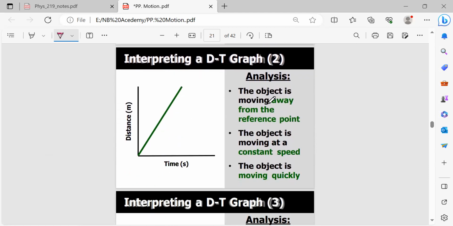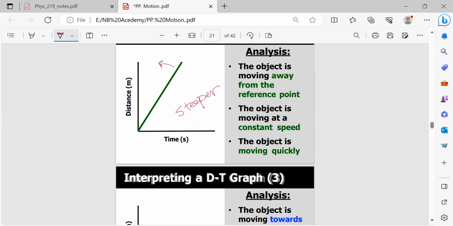Here, the object is moving away from the reference point or the starting point. The object is moving at a constant speed, and we said before, constant speed means the body covers equal distances in equal intervals of time. The object is moving quickly. How do you know that the object is moving quickly? Because, as we said before, the graph is steeper. The term steeper means that the graph is towards the y-axis rather than the x-axis.